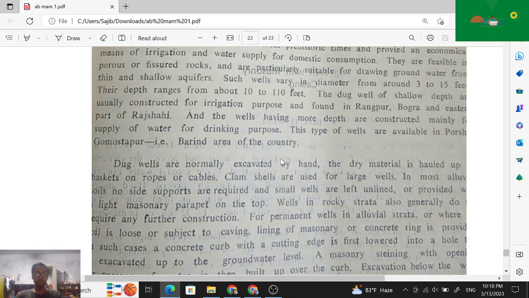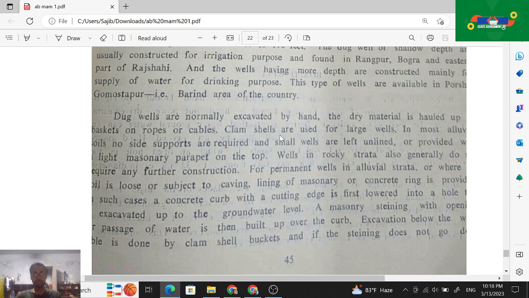Drag wells are normally excavated by hand, and the dry material is hauled up in baskets on ropes or cables, and clamshells are used for large wells. In most alluvium soils no side supports are required, and small wells are left unlined or provided with a light masonry parapet on the top, and wells in the rocky strata also generally do not require any further construction.